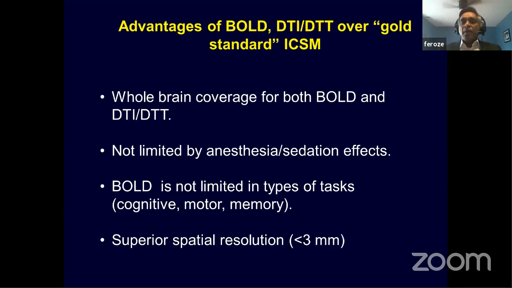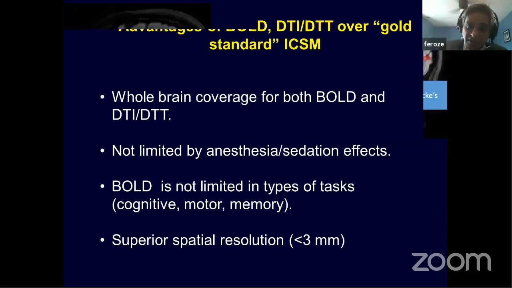There are also advantages of using BOLD and diffusion in mapping compared to ICSM, which is the traditional gold standard intracortical mapping, as you all know. There is full brain coverage in imaging, where you can see a lot more activation regions. It's not limited by anesthesia, not limited by tasks. You can do all kinds of cognitive tasks. For example, in the future, there's going to be a memory task, which is already being developed right now, but it's going to come into the clinics, and it's got better spatial resolution, so you're able to see smaller structures.